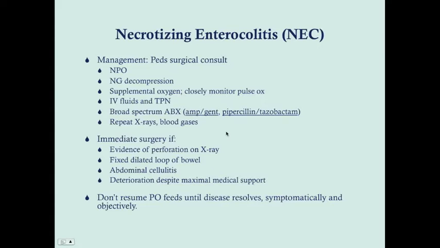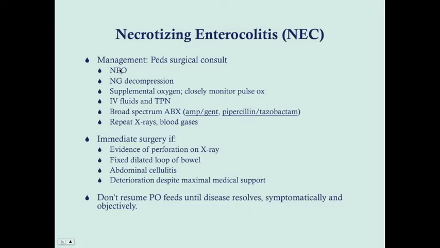Okay, how do we manage this? Assuming that baby does not have a perforation or doesn't have any of these signs of decompensation, so that would be evidence of perforation on x-ray, fixed dilated loop of bowel, which you wouldn't see initially, abdominal cellulitis, which would be redness over the belly, and then deterioration despite maximal medical support. So the only way you would do immediate surgery as soon as the baby comes in would be if you see perforation on x-ray or abdominal cellulitis.